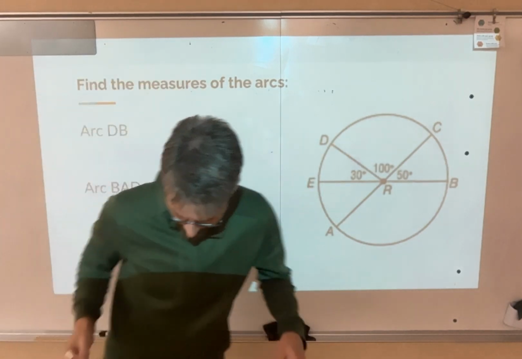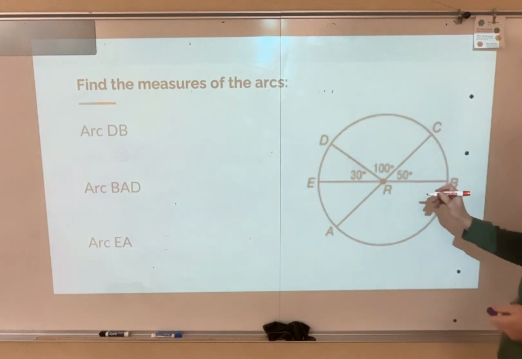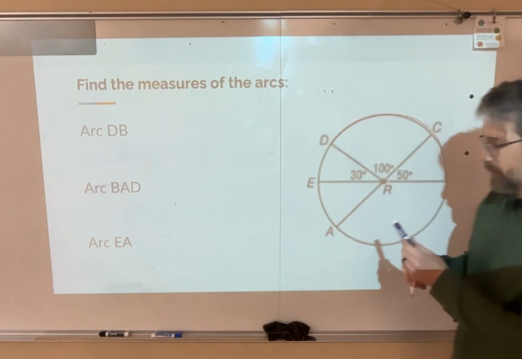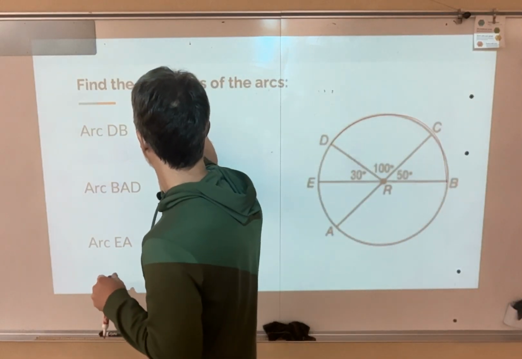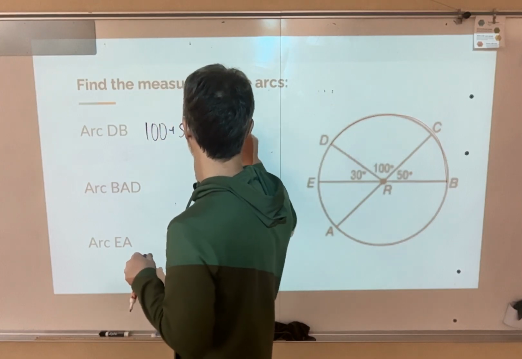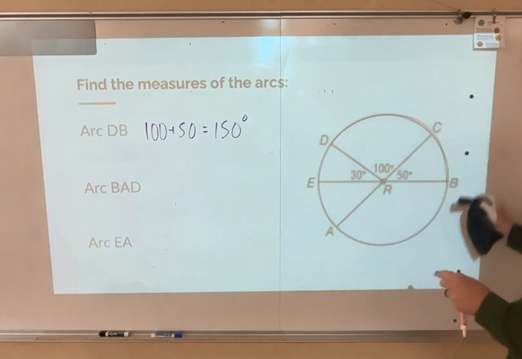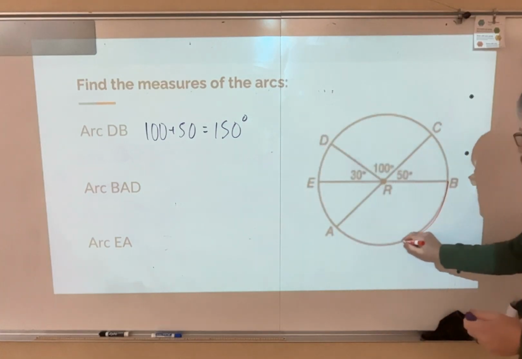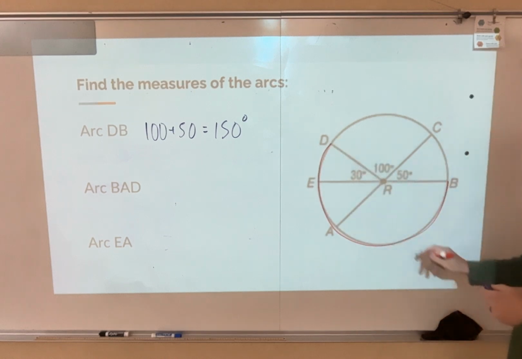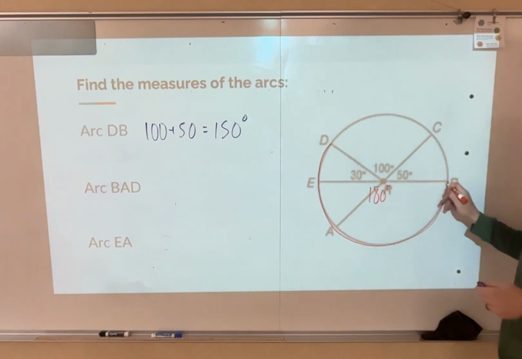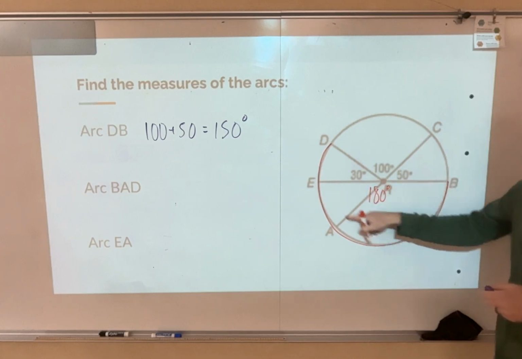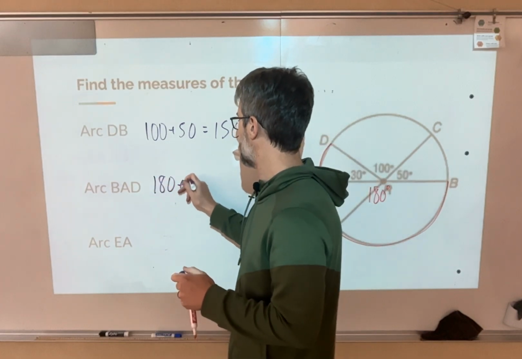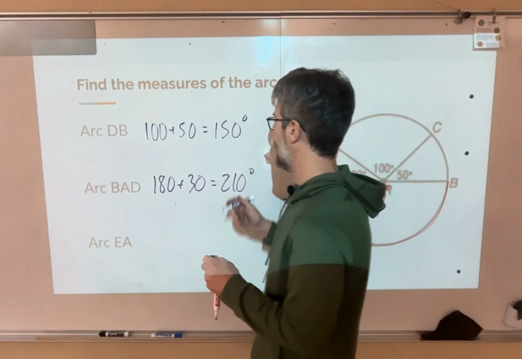All right, so for DB, let's see. The shortest route from D to B is like that. And that's the 100 and the 50. So 100 plus 50 equals 150 degrees. Let's see, BAD. That's this one from B through A on the way to D. Well, I know it's 180 degrees on this bottom half. And so this is going to be the 180 degrees to E and then 30 more degrees to D. So 180 plus 30 equals 210.